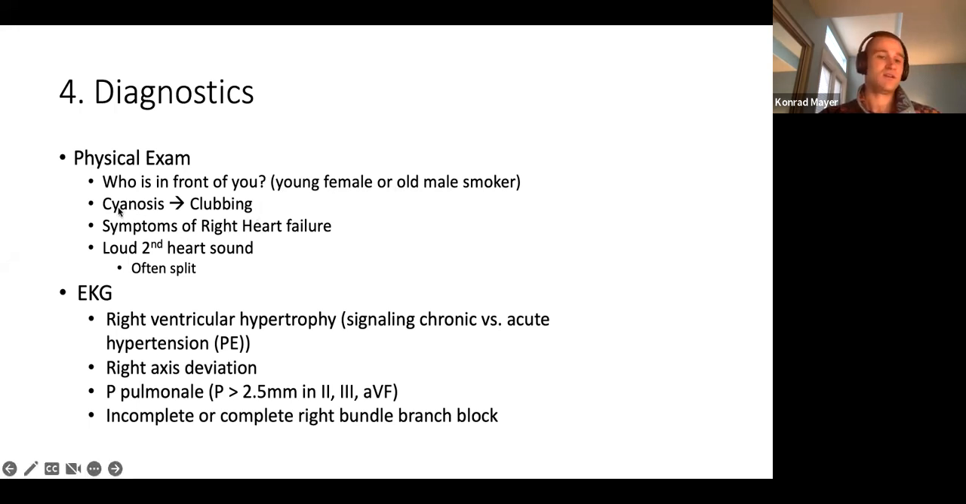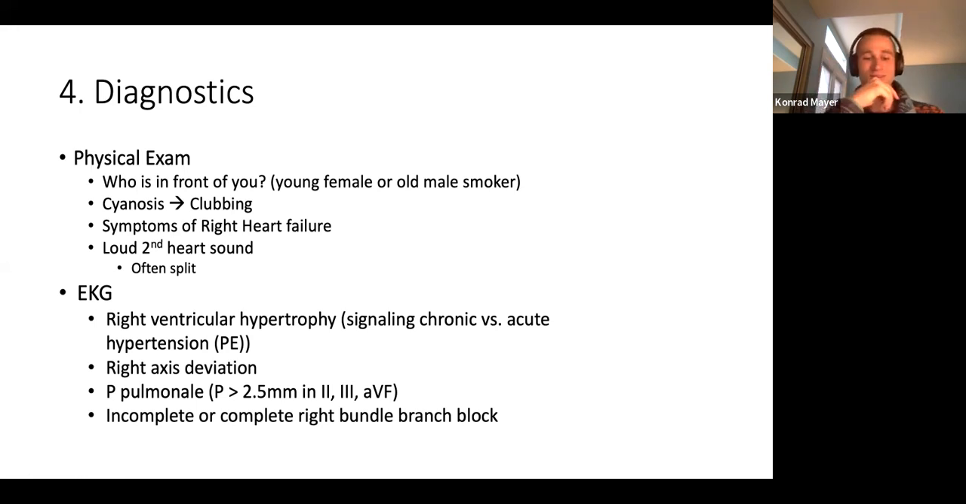Pulmonary hypertension will have the classic symptoms of lung disease, which are cyanosis, and can result in clubbing of the fingertips if this goes on for many years. If it leads to cor pulmonale, it can present with symptoms of right heart failure, which can be peripheral edema. They can be jugular vein distension or a hepatojugular reflex on physical exam.